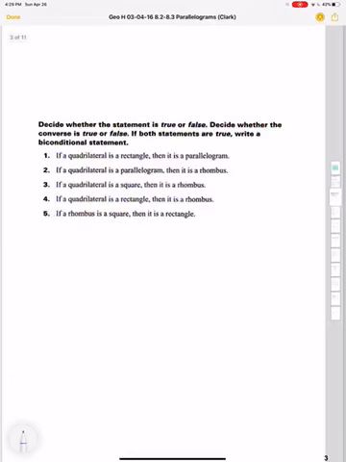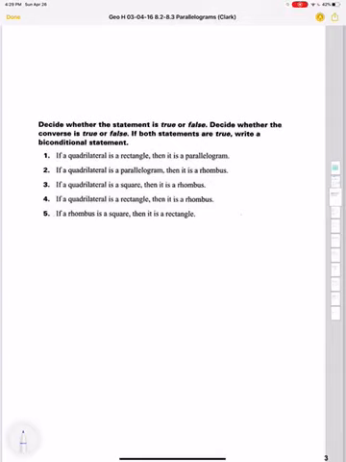All right, so we're going to get into some tricky thinking here, giving true or false to these statements. So this is really just going to help make sure that we understand what these definitions are. So we're just going to do the true and false for these. So these are if-then statements. If a quadrilateral, so if a four-sided figure is a rectangle, then it is a parallelogram.